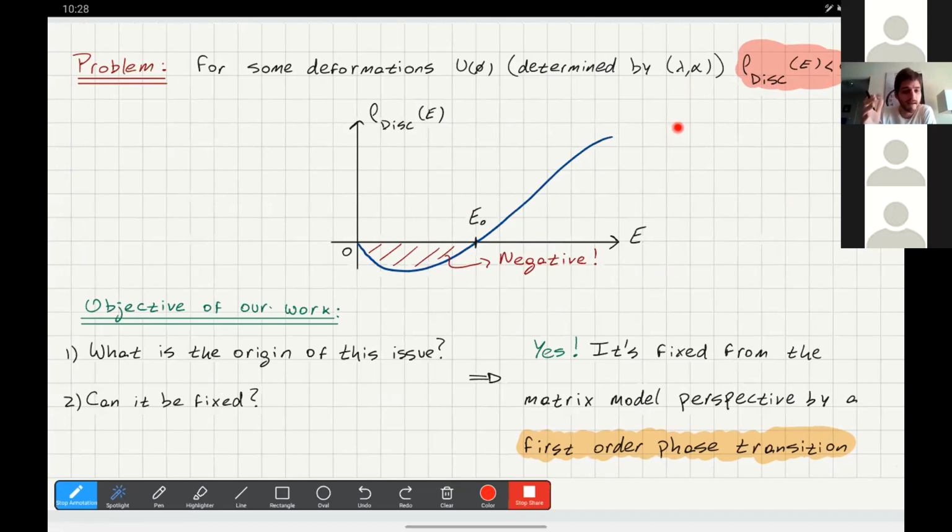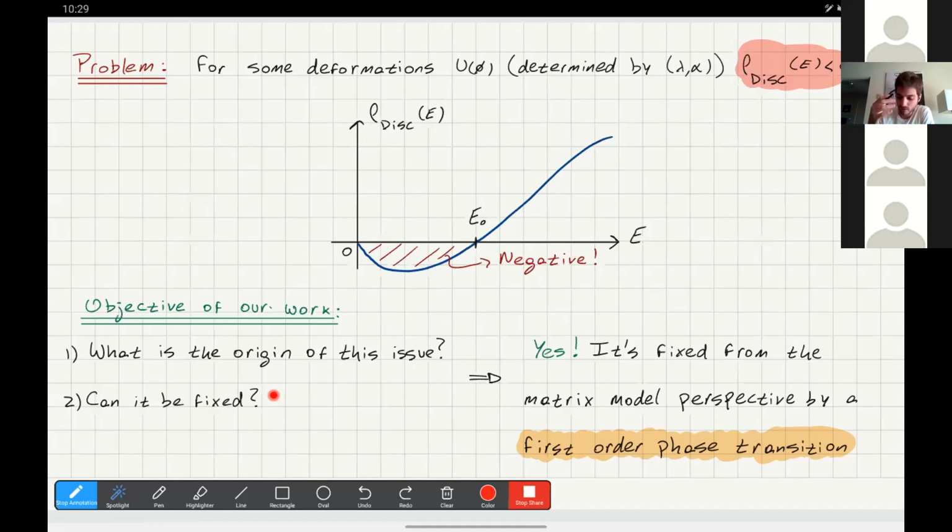And this is quite problematic because, as I've been telling you, the way in which you determine the whole topological expansion is you start from the disk and then you use the recursion relations, okay? So if the disk result that you get is already sick, it has this negative thing that we do not know how to make sense of, the whole topological expansion is sick, okay? So there are two questions that we wanted to address. What is the origin of the issue and whether this can be fixed?